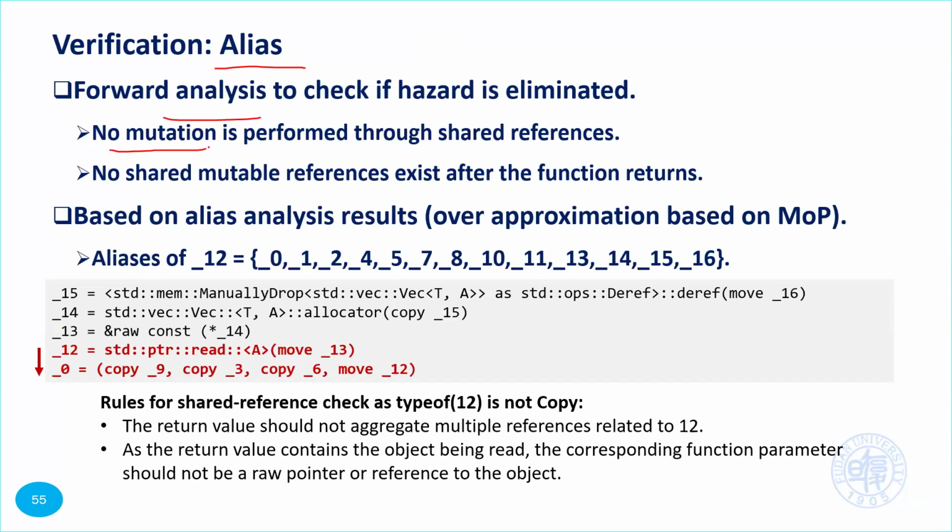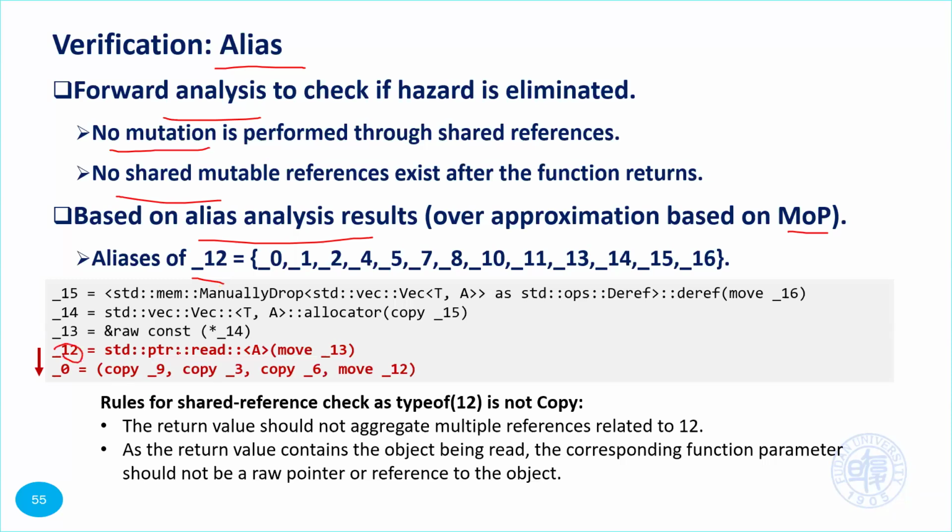There are two conditions to check. There should be no mutation performed based on shared reference, and no shared mutable reference exists after the function returns. Our analysis is based on the alias analysis result. We have an alias analysis module implemented based on the meet over paths approach. It's an over approximation, and it's also precise.